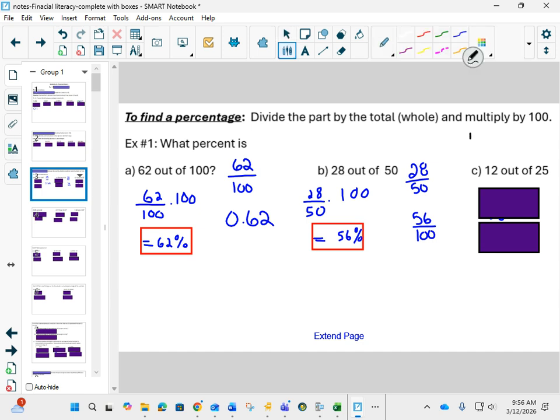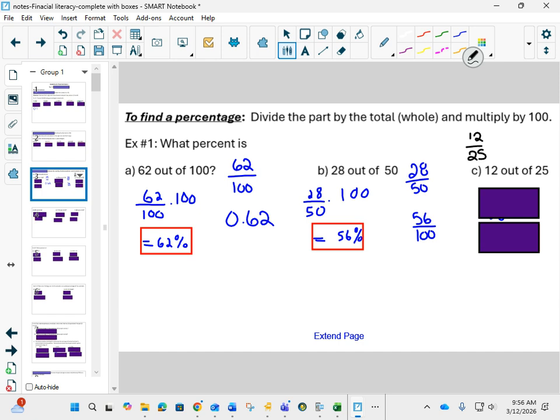12 out of 25. Does anybody know the quick way to check if you passed or failed? Times it by 4. Yeah, we'll get to the timesing by 4 in a second. I like the shortcut, but if you got 12 out of 25, what do you think it's going to be around? Do you think you passed or failed that test? And how do you know you failed? Well, 12 plus 12 is 24. It's less than half. Half of 25, you needed 12.5 to pass.